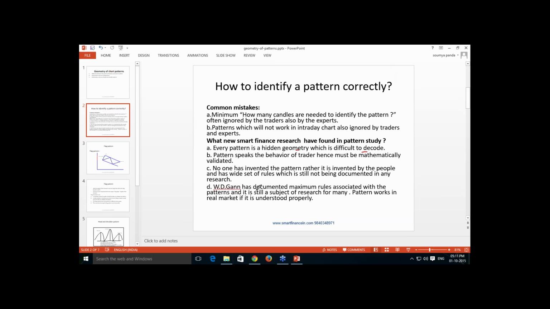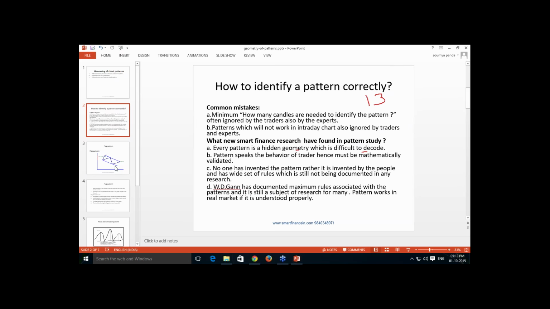And in W.D. Gann's literature, you will see maximum rules associated with the patterns; he is the only one person who has given them. And in the Elliott study also, to validate the patterns, many fine tunings are being done. Elliott has 13 patterns. So whenever I'll be conducting the Elliott wave studies, at that time I will talk about these 13 patterns. Elliott wave study has 13 different patterns.